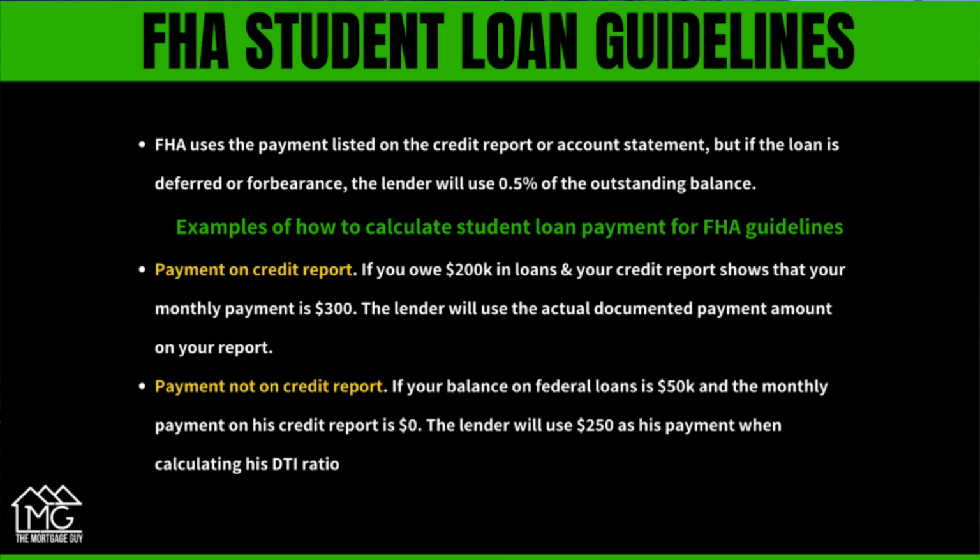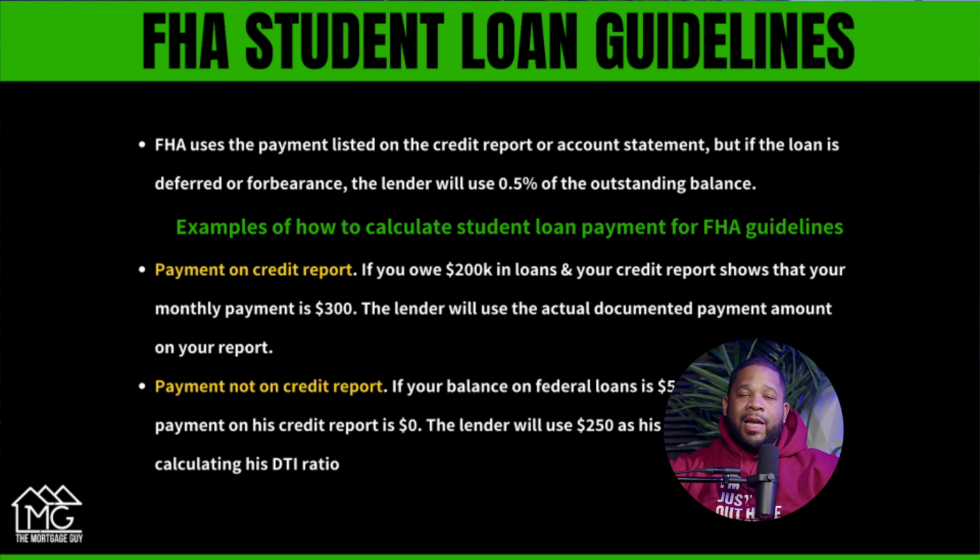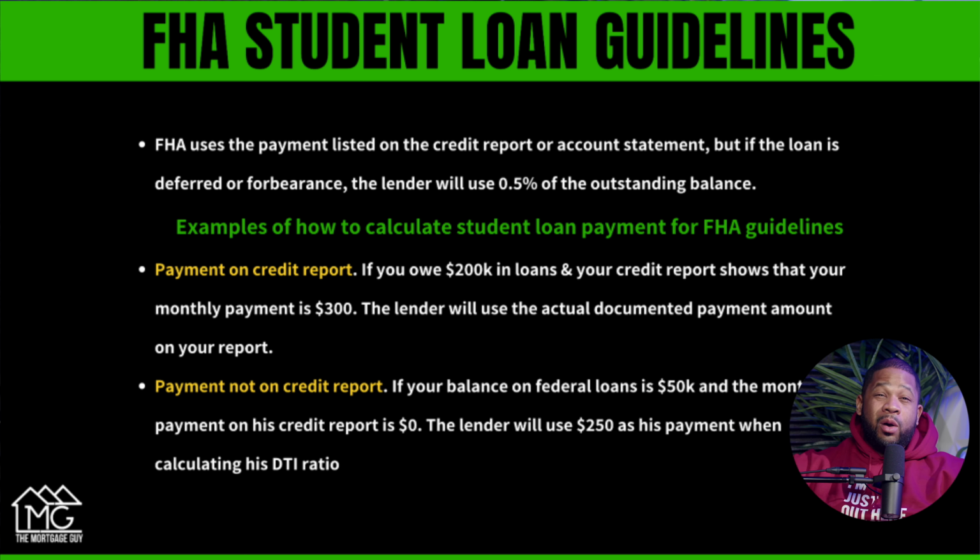All right, so let's bring up the slides. We're going to give you guys some visuals, so make sure you screenshot these slides and you rewind this video. This is going to be a quick video. All right, so first things first, let's talk about FHA loans and what their rules are. First, FHA uses the payment that is listed on a credit report or your student loan statement. But if the loan is deferred or in forbearance, the lender will have to use 0.5% of the outstanding balance.